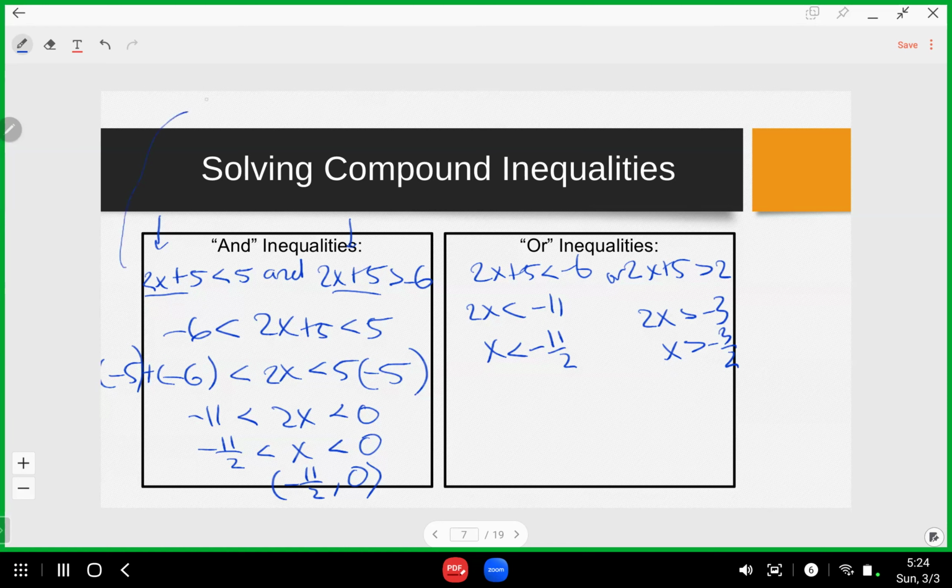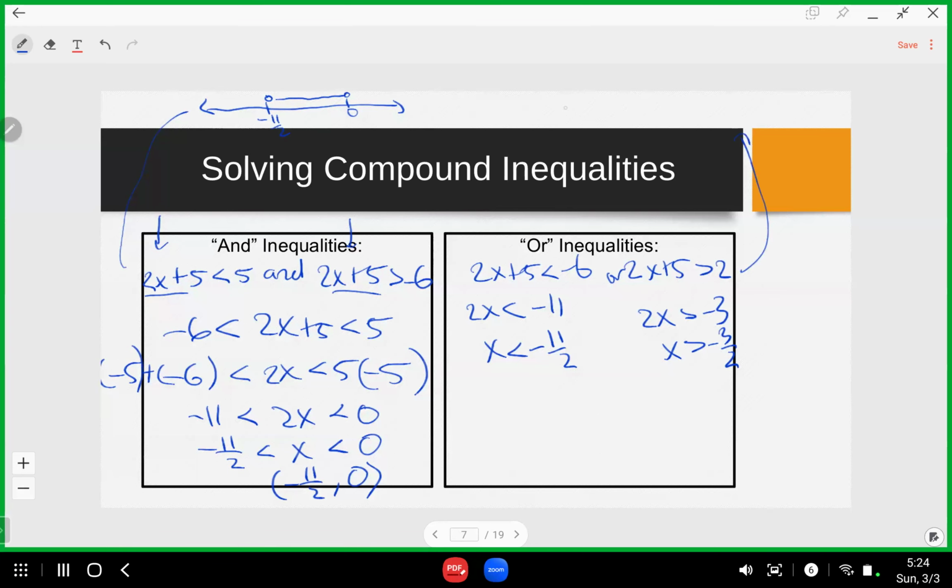The and inequality has this type of number line. You have -11 over 2, 0. And then you have an open circle here, open circle here. See how it's a closed interval? There's no arrow, it's closed, okay?